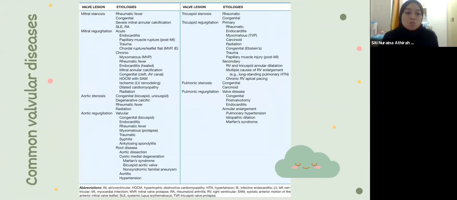Okay. So what are the common valvular diseases that the patient would have? Here the etiologies are basically divided into the specific valve lesion. As I mentioned earlier in my presentation, rheumatic disease is the most common one. So if you can see, all of the valve lesions will have rheumatic fever as a cause of the valvular disease. Okay. So next.